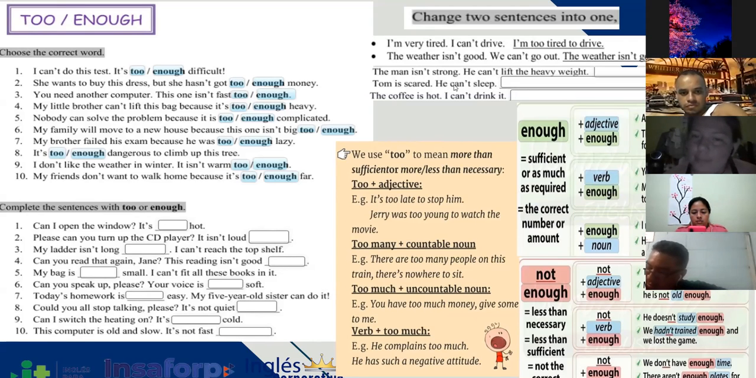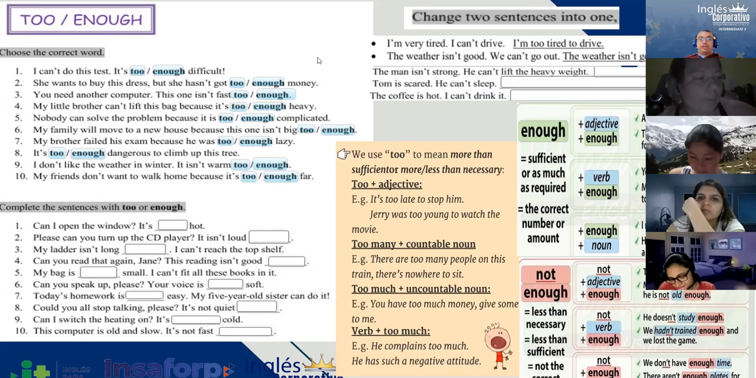Okay, yes. As you can see here, it says change two sentences into one. So you have a combination of two sentences. For example, I'm very tired, I can't drive. So you join the two sentences using either too or enough. I'm too tired to drive. That combines, I'm very tired and I can't drive. We have to rewrite the first two? No, only those were examples, all right? It's the next three. The man isn't strong. He can't lift a heavy weight. That one and the next one, there's only three. Tom is scared and the coffee is hot. All right, join those two sentences and make one using enough or too, either or. Okay, let me see.